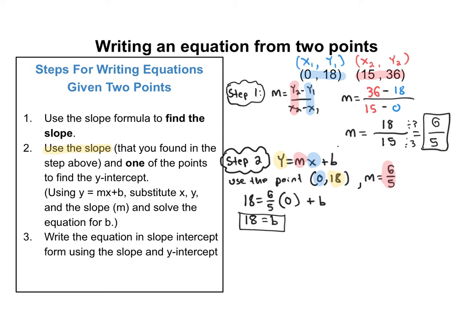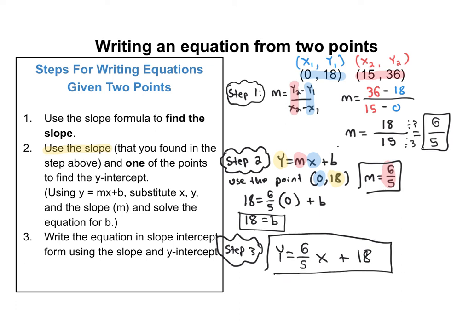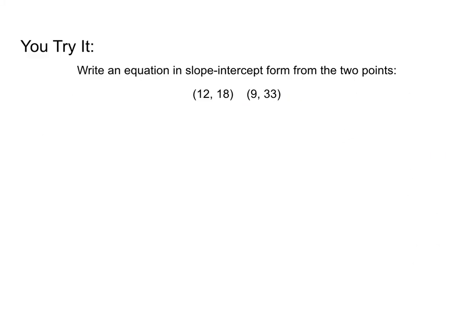And now that we have both m and b, we can say for step 3, our equation, or what this function is, is that y is going to equal 6/5 x plus 18. So the line that passes through the points 0, 18 and 15, 36 is the function y equals 6/5 x plus 18. So kind of a lengthy process, but I know I find it quite satisfying.